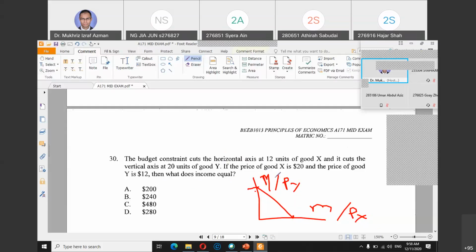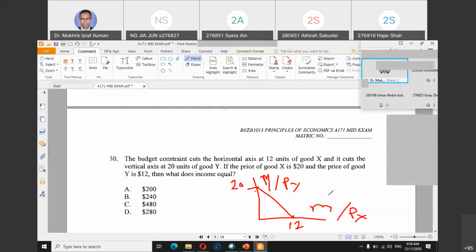Let's look at X first because X is given first. The budget constraint cuts the horizontal axis, the X axis, at 12 units. So this value is 12, and it cuts the vertical or Y axis at 20. So this value is 20. So 12 and 20. The price of good X is 20.